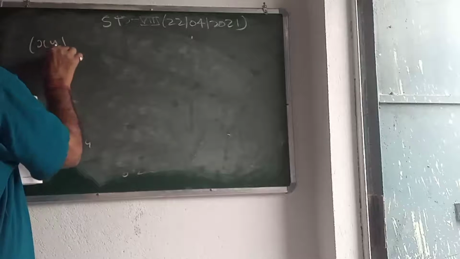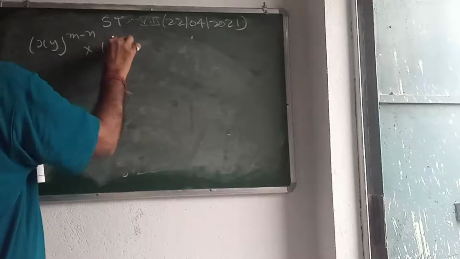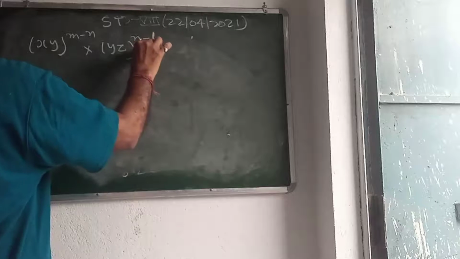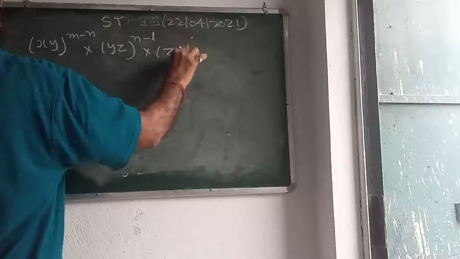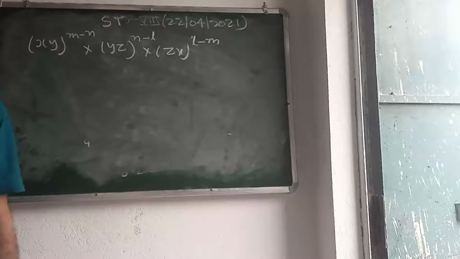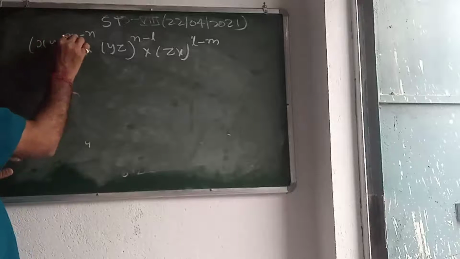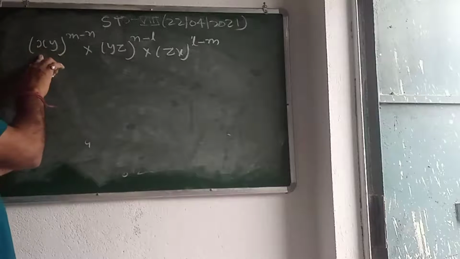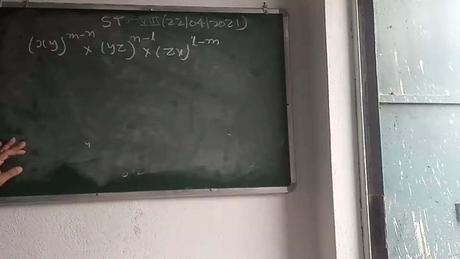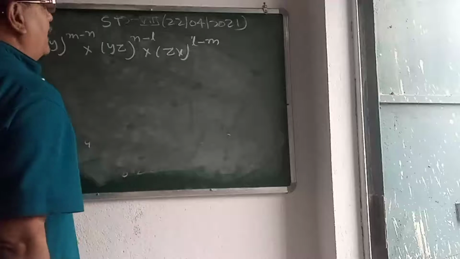Next: (x^(m-n) y^(n-l)...) as given, each raised to a power, which we have to simplify. So m minus n is the power on x as well as on y. Similarly n minus l is the power on y as well as on z. Similarly l minus m is the power on z as well as on x.